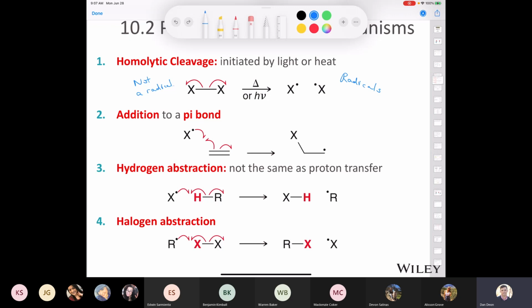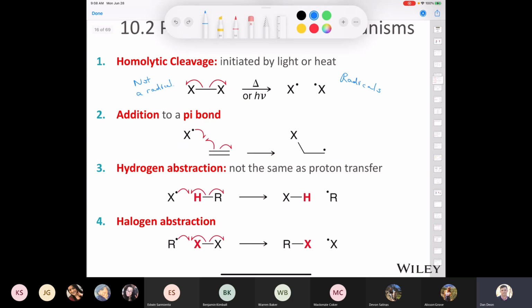The next is the addition to a pi bond. So if you start with a radical and you end up with a radical, right? Well, you take that radical, you add it to a pi bond, you do a homolytic bond cleavage of the pi bond, but you end up forming a new radical in the end. So you're starting with 2 molecules, one that's a radical, one that isn't, and you're ending up with a molecule that is a radical.